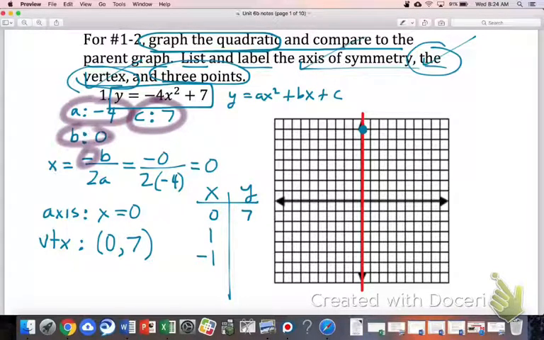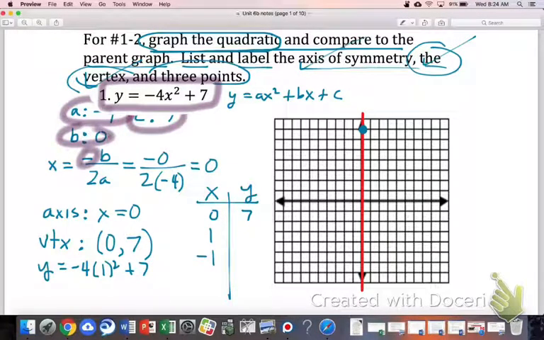So let's see if we can use our formula up here. I'll re-highlight it for us. We can use our formula up here to come up with the other 2 points. So it's going to be y equals -4 times 1 squared plus 7. Order of operations would have us do 1 squared, and then -4 times 1, and then plus 7 would give us 3, right? So (1, 3) is right there.